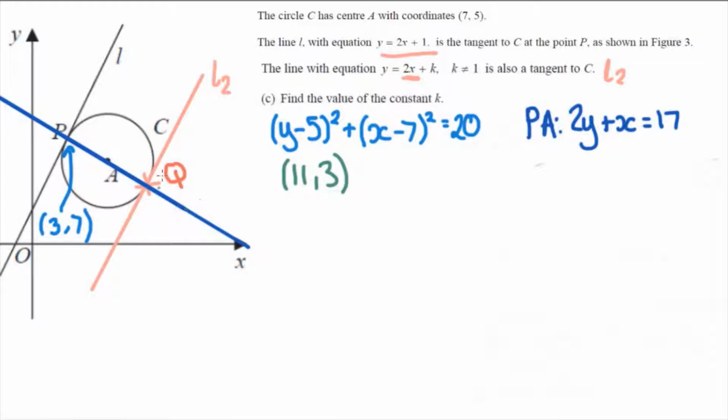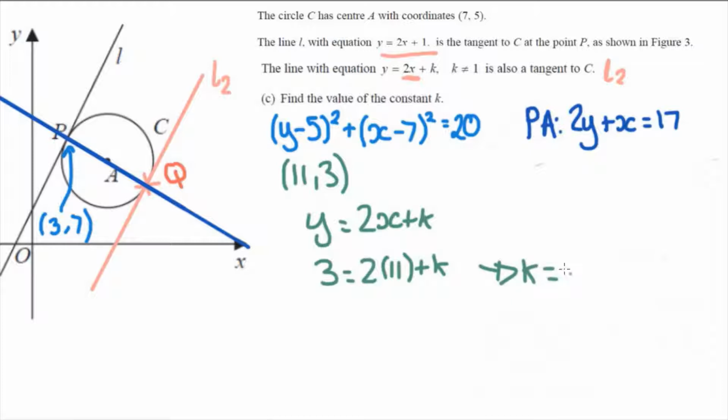Alright, now we know that the point Q is the point 11, 3. We can now substitute this into this equation here. So we have y is equal to 2x plus k, and we have 3 is equal to 2 times 11 plus k, and then rearranging this we find that k is equal to minus 19. That's the first way to solve part C.